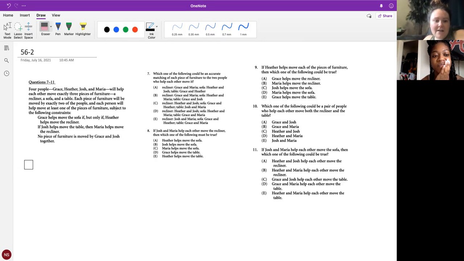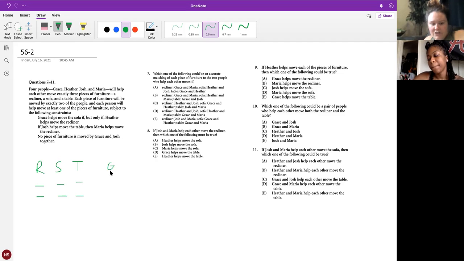We have to have at least two people for each. So I think I would make it so it was R, S, T. And then we have to have two people for each of them. And then we just have to fill those spots in with these people. So we have G, H, J, M, and each of them has to go at least once.